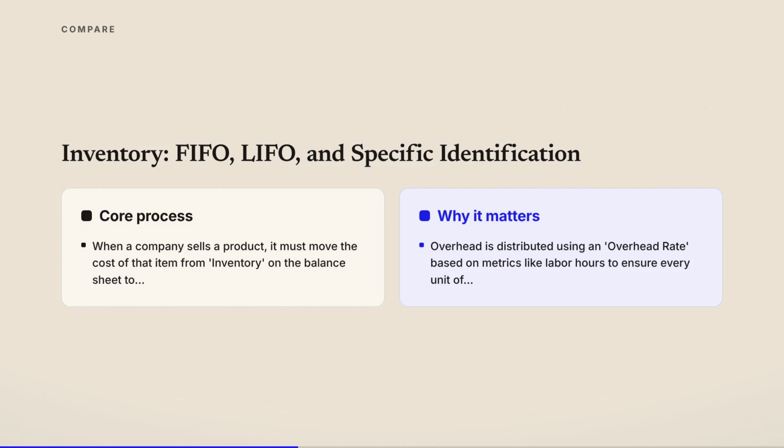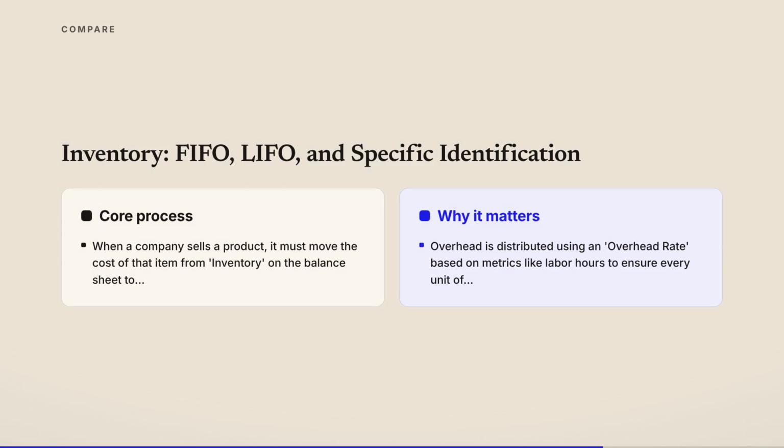First in, first out, or FIFO, assumes the oldest items are sold first. In a period of rising prices, FIFO uses older, cheaper costs for COGS, which results in higher reported profits and a higher ending inventory value. On the other hand, last in, first out, or LIFO, assumes the newest, most expensive items are sold first. This leads to a higher COGS and lower taxable income, providing a tax advantage during inflation.